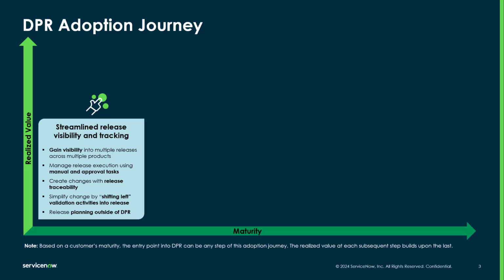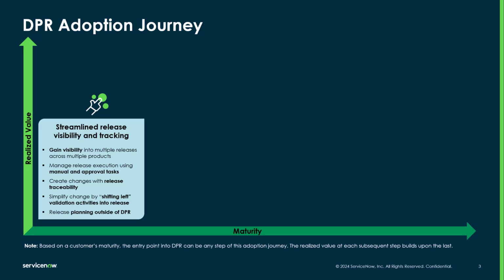Despite the management of release readiness being entirely manual at this stage, you'll still get much of the key benefits of DPR. You'll get visibility across product releases within DPR. You'll have the ability to create changes with release traceability for auditability. And perhaps most importantly, you gain the ability to shift left validation activities, things like upstream reviews and approvals, validation of test results and security scans, away from change, which has historically served as the final gate before production.